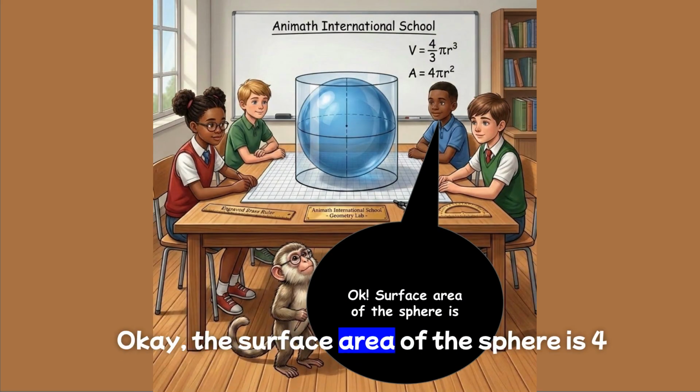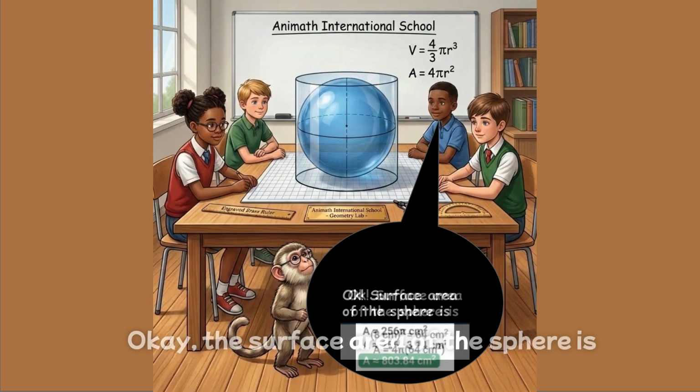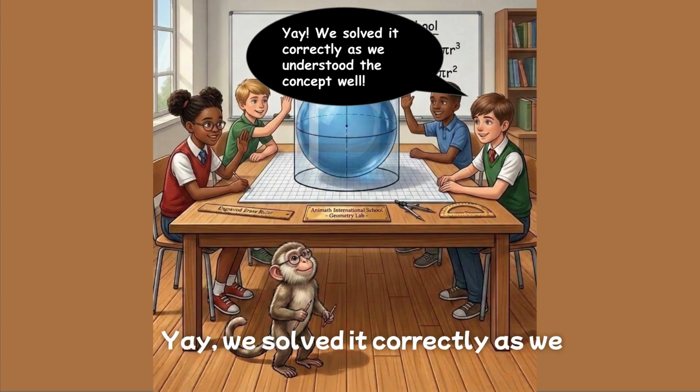The surface area of the sphere is 4 times pi times 8 squared, which is 256 pi. The surface area of the sphere is approximately 804.25 square centimeters. Yay! We solved it correctly as we understood the concept well.